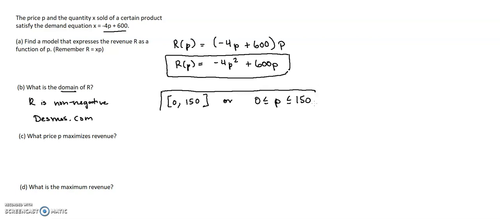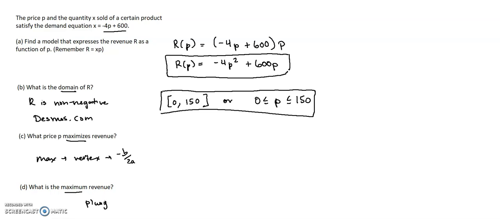What price P maximizes the revenue, and what is the maximum revenue? So these are the two key questions for this section. And when you see maximum, you're going to think vertex, and you're going to think negative b over 2a. So you're going to do negative b over 2a, and then you're going to plug it back in. They've got this broken up for you in 2 steps.